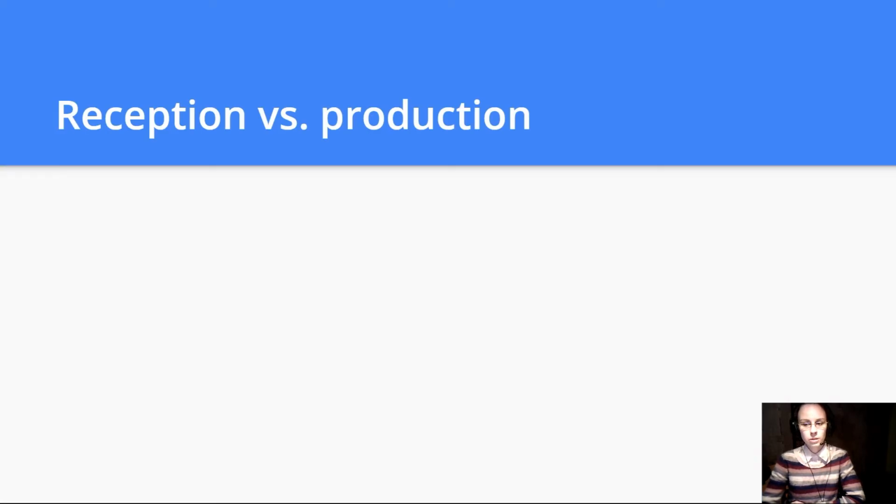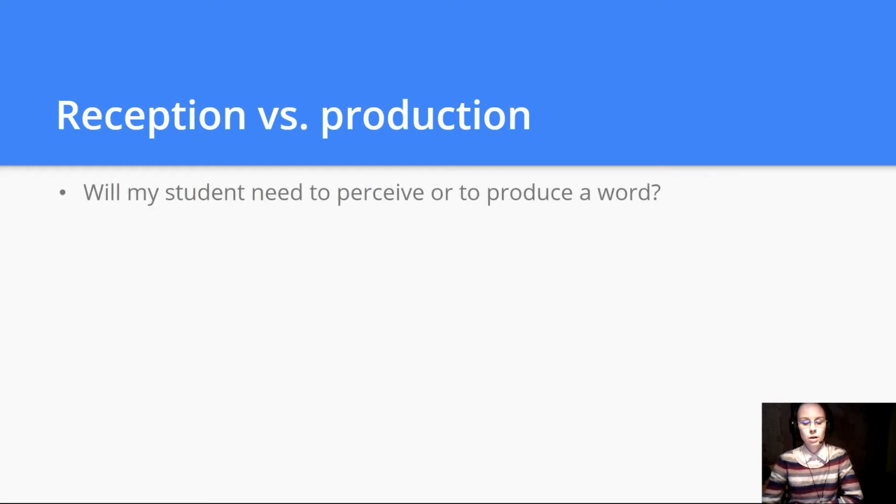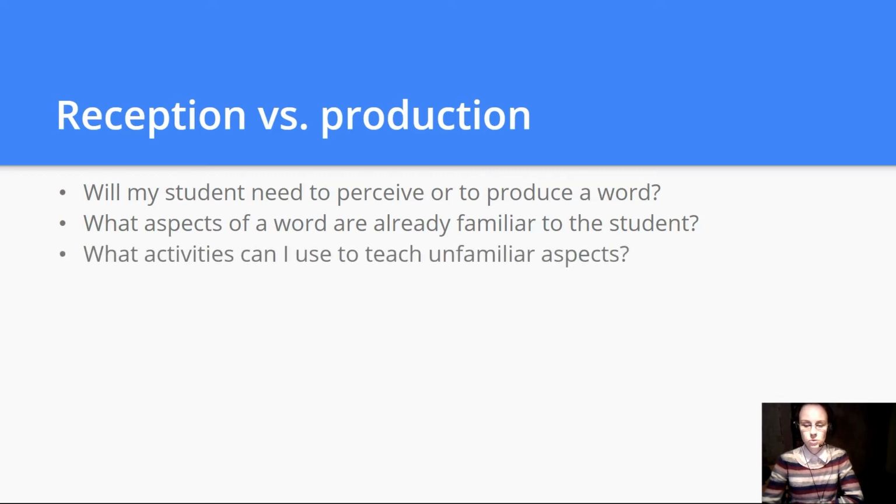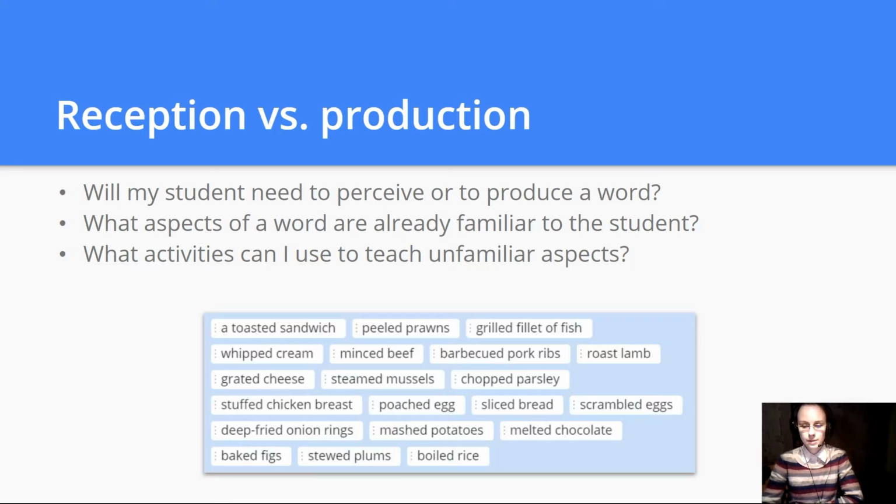When we decide what exactly we are going to teach our students, we should think about the following things. Are our students going to perceive or produce these words in real life? What aspects of new words are they already familiar with? And what activities can I use to teach new aspects? Let me illustrate now. Look at the word list.